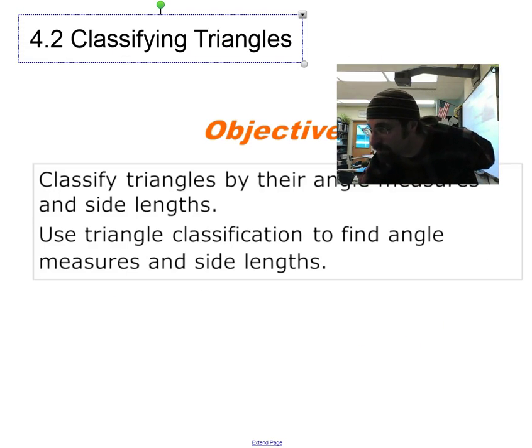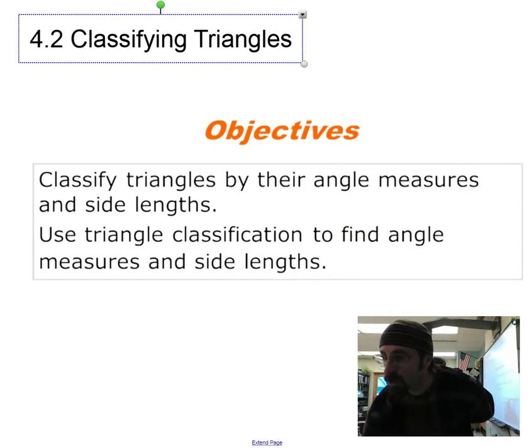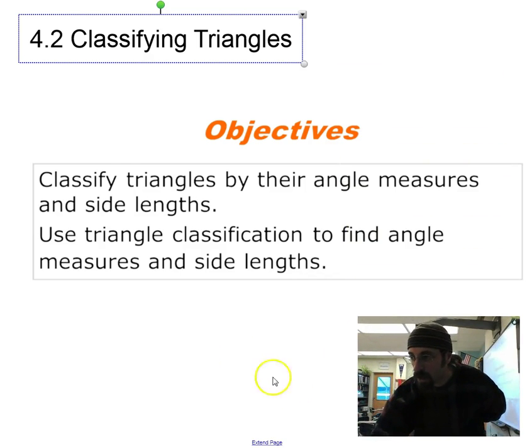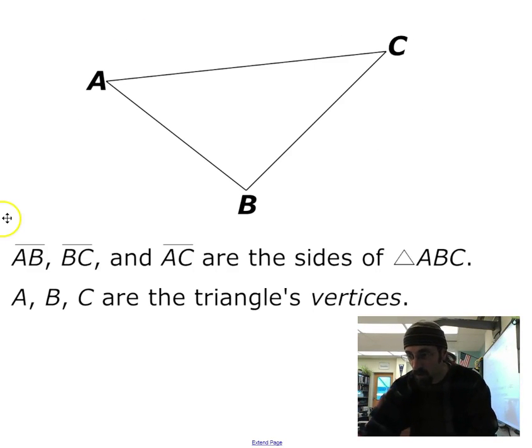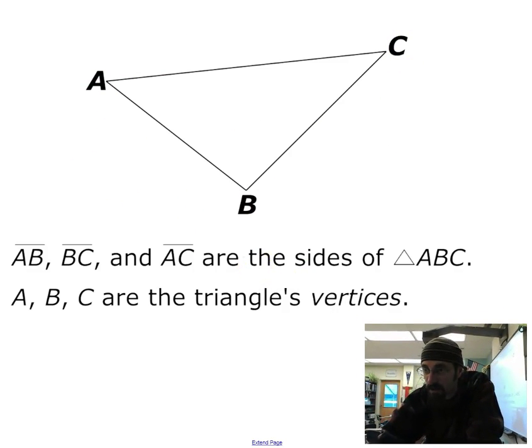In this section 4.2, you're just getting in the practice of classifying triangles by their side length or their angle measure. So again, a triangle is a polygon with 3 sides. We can look at them in a number of different ways. And just to review, segments AB, BC, and AC are the sides of triangle ABC, and A, B, and C are the vertices or the angles of the triangle.